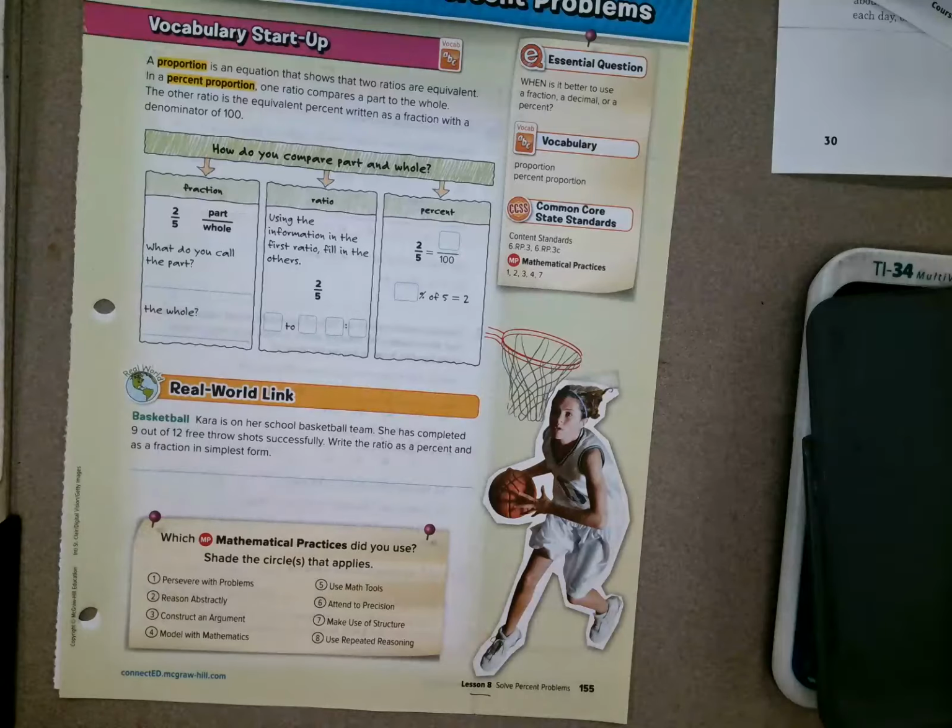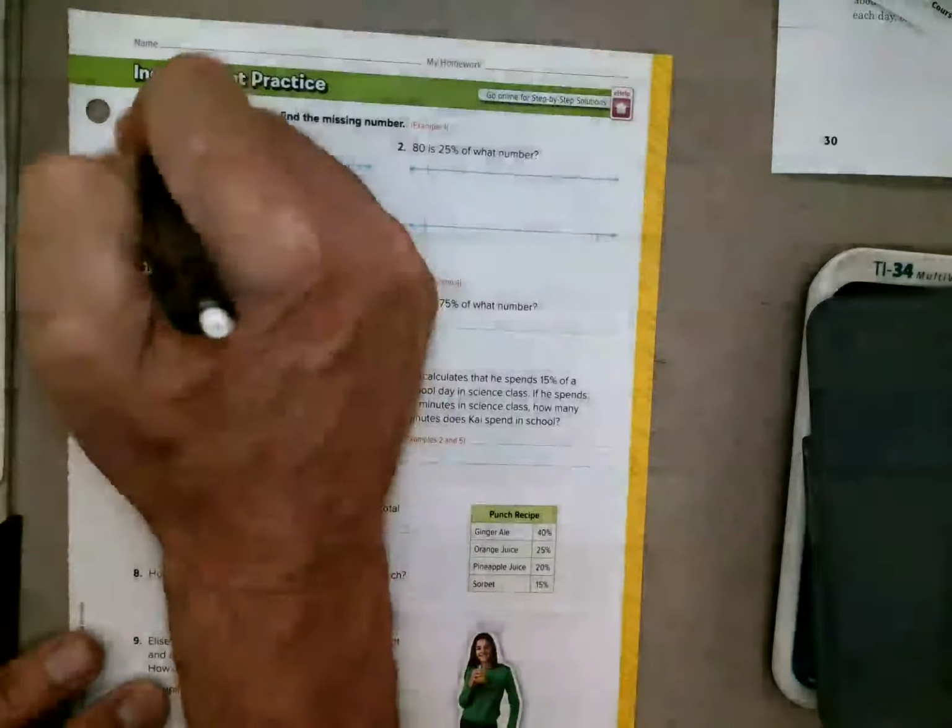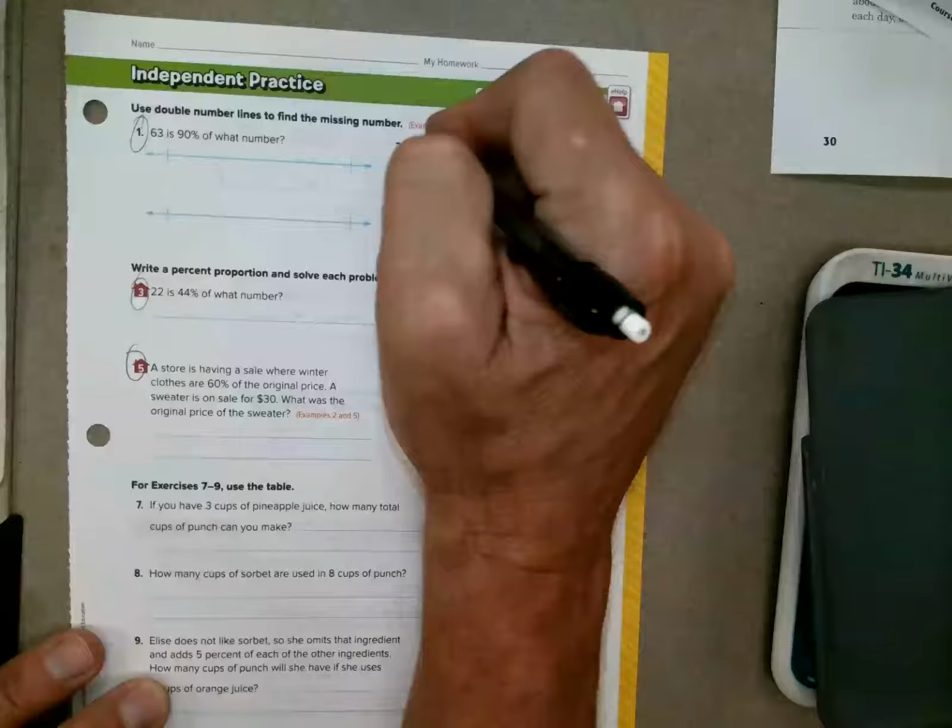So anyway, before we go any further, I'd like to get circled up on the homework here and kind of go from there. I'm going to jump ahead to the homework on page 159. I'm going to have you circle numbers 1 through 5 here. So that's what I'd like for you to do.